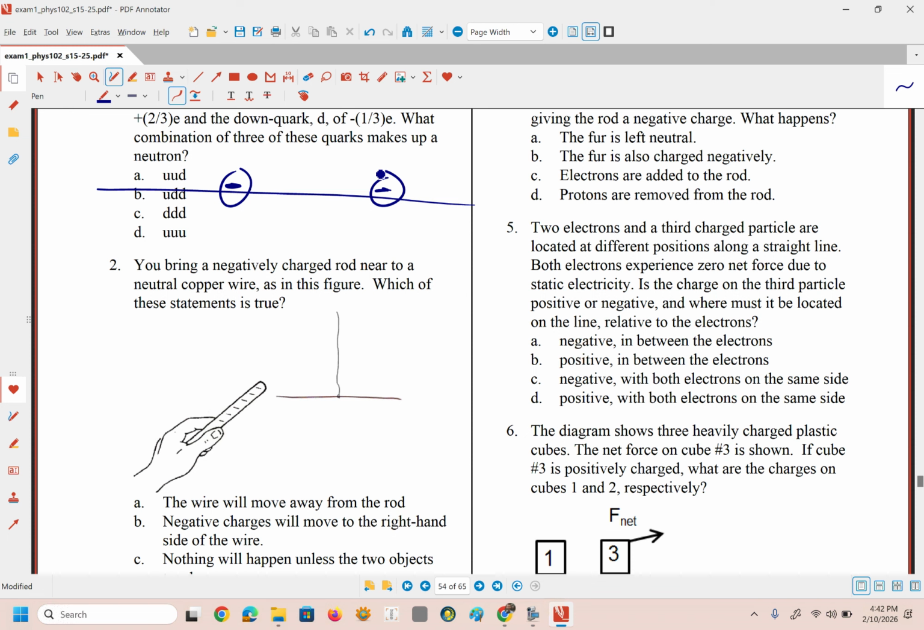So first of all, if I have a negative particle right here, I have a repulsive force from there and a repulsive force from there. So I can have negative in between the electrons, but I can also have positive in between the electrons because it would be attractive in that direction.